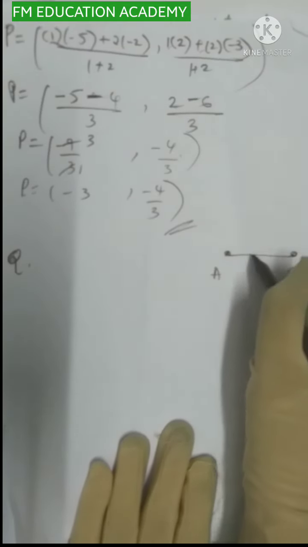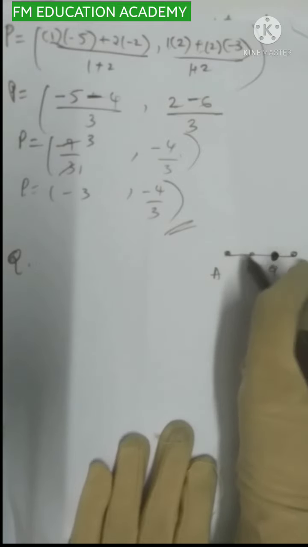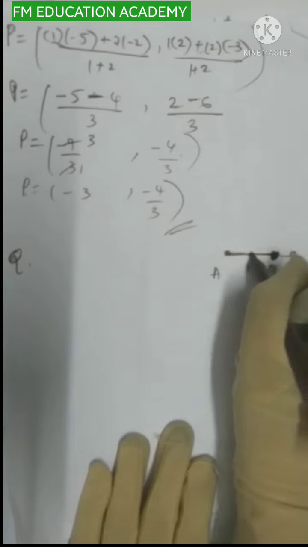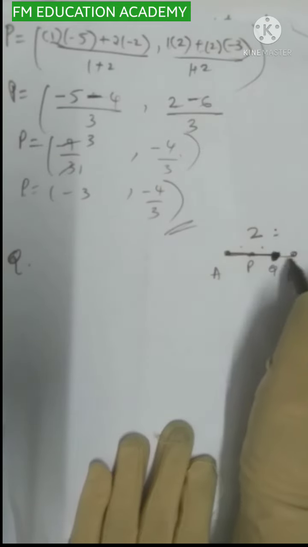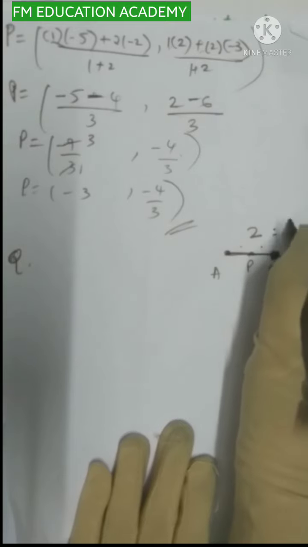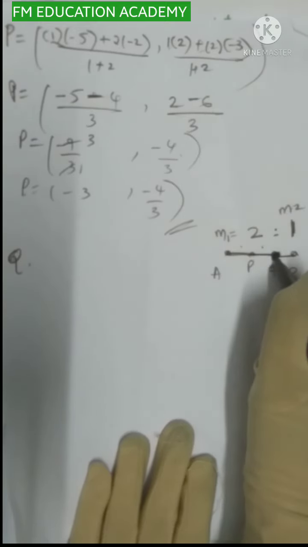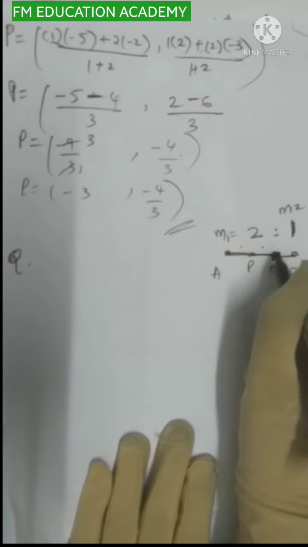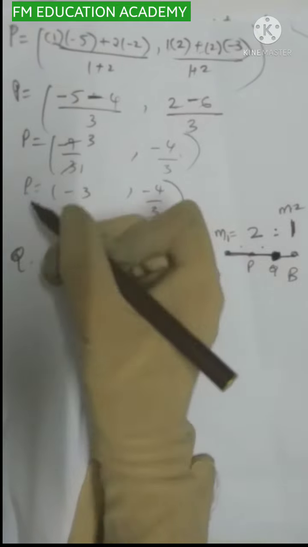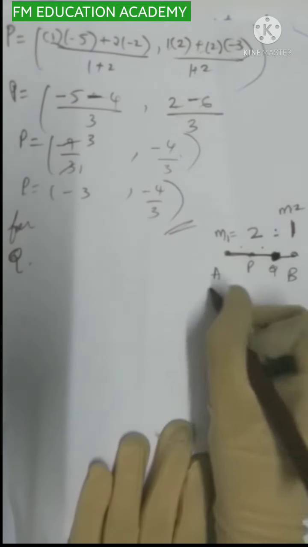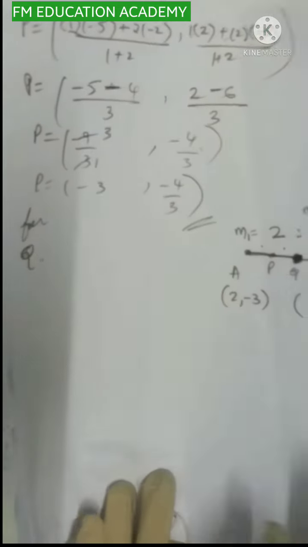This P we have found out. Now we have to find the coordinates of Q, means Q is here. How many parts are there up to Q? 1 plus 1 part, that is 2 parts here. How many parts are remaining from Q to B? 1 part is remaining. So we got m1 is 2 and m2 is 1 for the coordinates of Q. 2 parts to 1 part, that is how you take the ratio. So for Q, what is A given to us? 2 comma minus 3 and minus 5 comma 2.